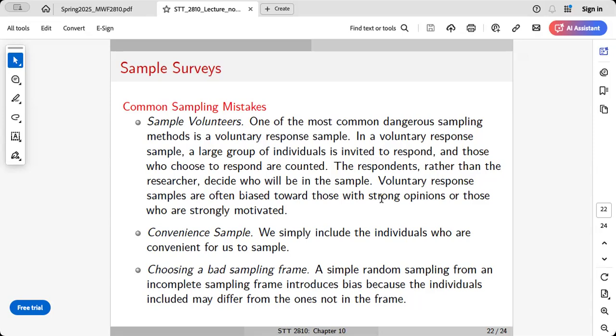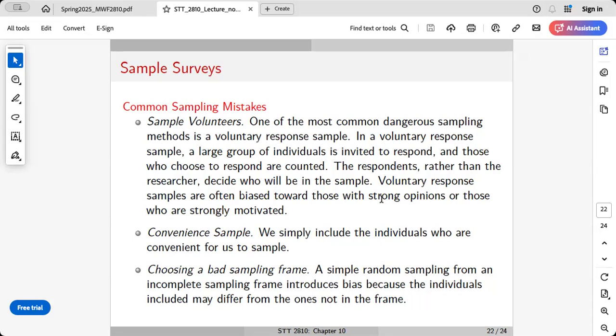The other one is convenience sample. Convenience sample means that, for example, if I want to get something about this class, I decide to talk to this guy because he's the one that is closer to me. Is that okay? So that is convenience sampling. So you simply include individuals who are convenient to your sample. So usually like people you just meet and those kinds of things.